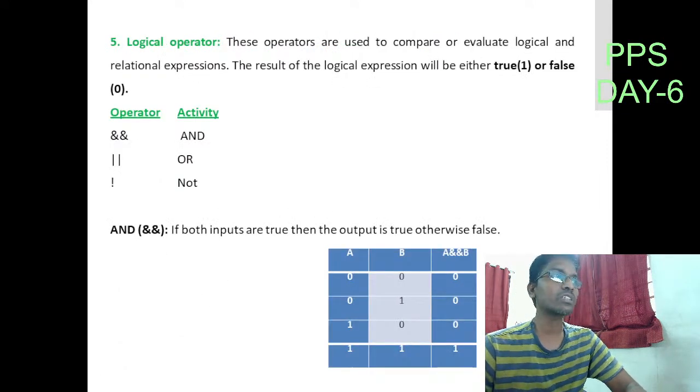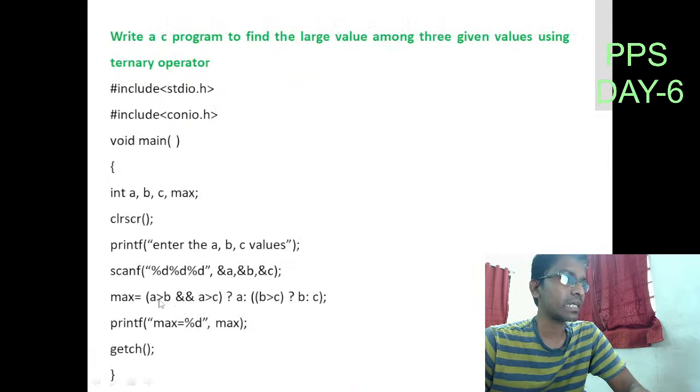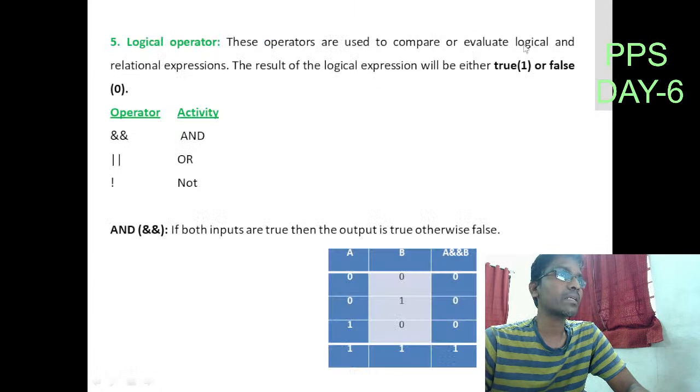And next one is the logical operators. These logical operators are used to compare or evaluate logical and relational expressions. Just as I said in the previous slide, a greater than b and operator comes under logical AND. So that can be used to compare or evaluate logical and relational expressions. The result of a logical expression will be either true or false. These are the logical operators: AND operator, logical OR with two vertical bars, and the exclamation mark, which is called logical NOT.